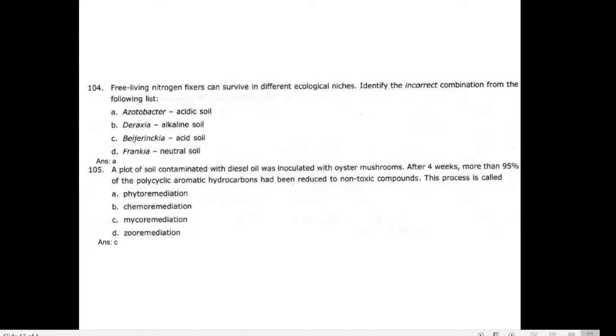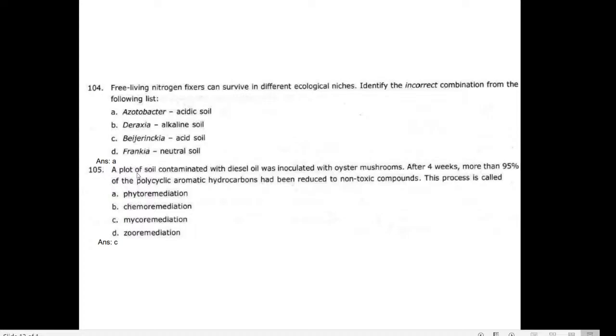Next question: the free living nitrogen fixers can succeed in different ecological niches. In this statement, identify the incorrect combination. The incorrect combination is Acetobacter with acidic soil. No, this is alkaline soil. Acetobacter can grow in alkaline soil, but here it is given as acidic soil. It's an incorrect one. What are the right ones? Derxia is alkaline soil. Beijerinckia is acid soil. Frankia is neutral soil.